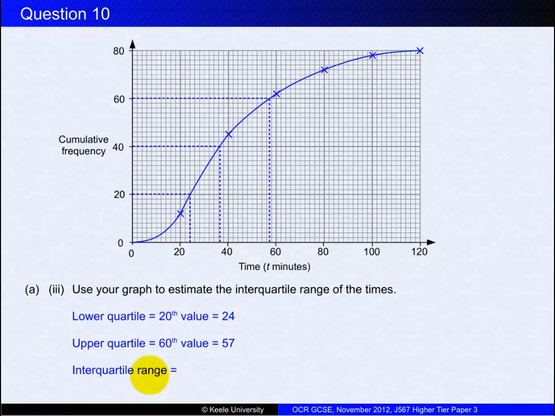The interquartile range is equal to the upper quartile minus the lower quartile, so it's 57 minus 24, and that gives us 33 minutes.